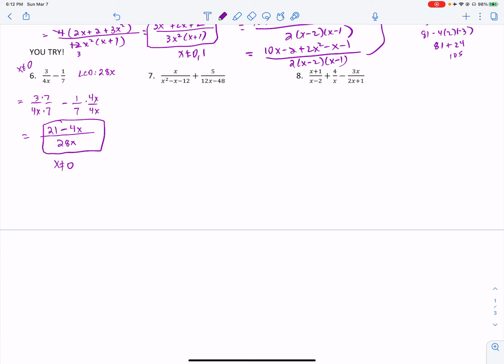All right, on number 7, you need to look at this as factoring x minus 4, x plus 3, and I'm going to leave a little space for what we have to multiply by, and then 5 over 12 times x minus 4. So this is missing 12, and the second one is missing x plus 3, so we need to take the numerator and denominator times x plus 3.